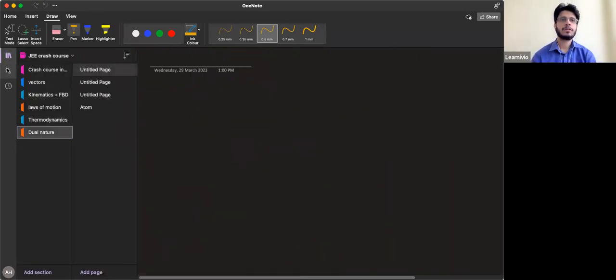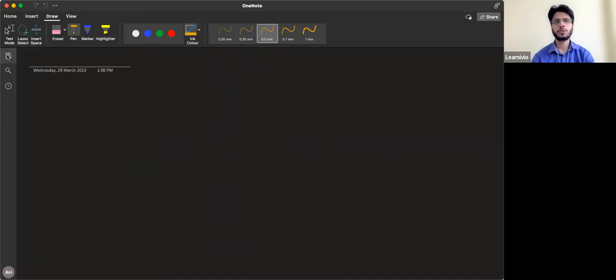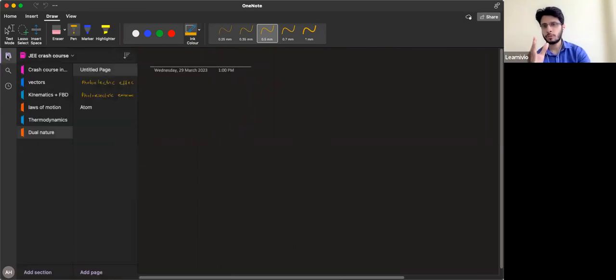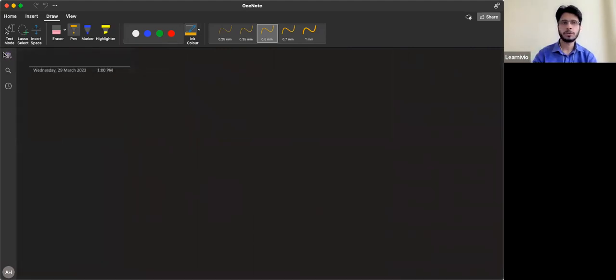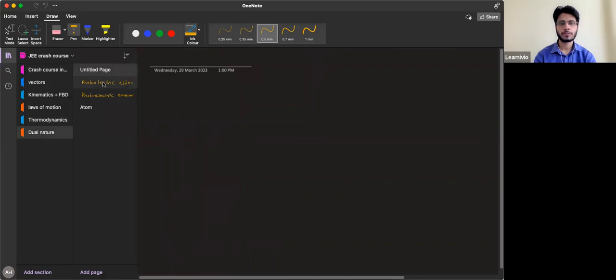The next is modern physics, where we have 3 chapters basically. One is photoelectric effect and dual nature. Another is atom, and then we have nuclear. And this is the most scoring portion of your syllabus. From modern physics, you will get 3 to 4 questions. If you just practice, you can attempt all of them. They're really very, very easy questions.